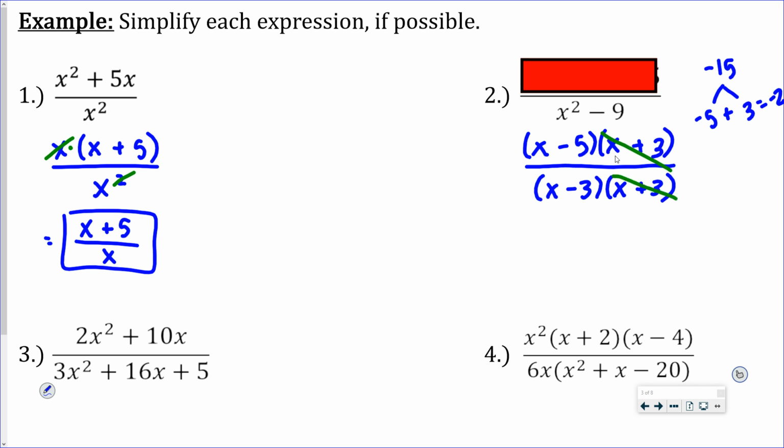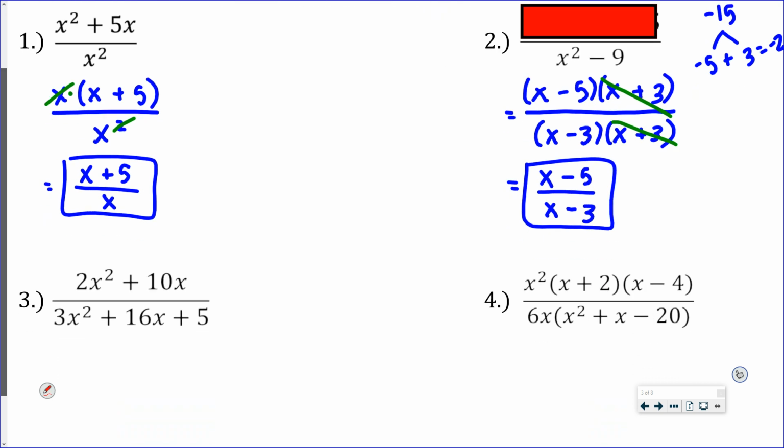All right. Can I cancel these x's? No. Nope. Don't be the person who does that. Mr. Glassman had a poster for every time you do that.